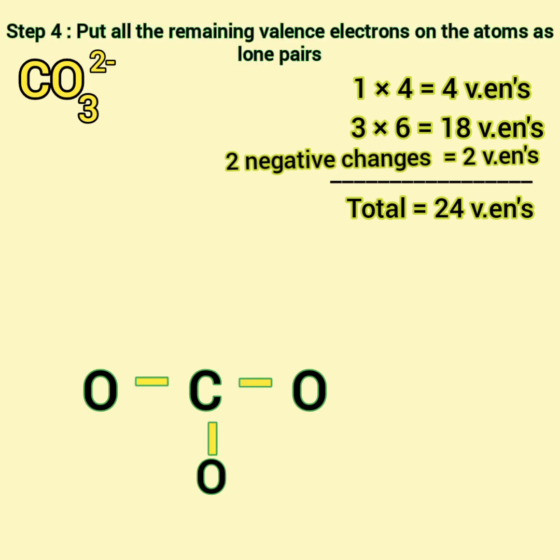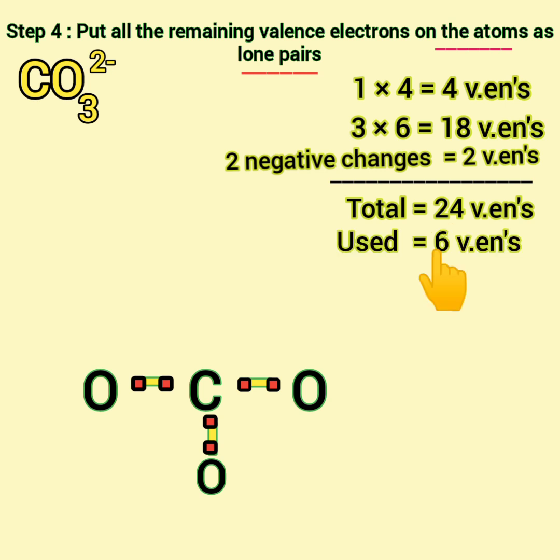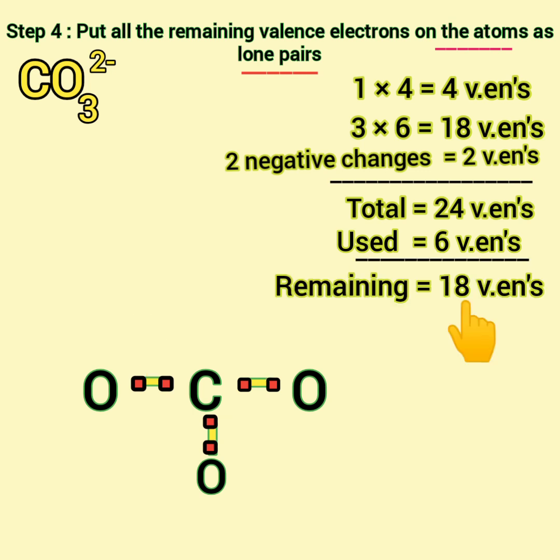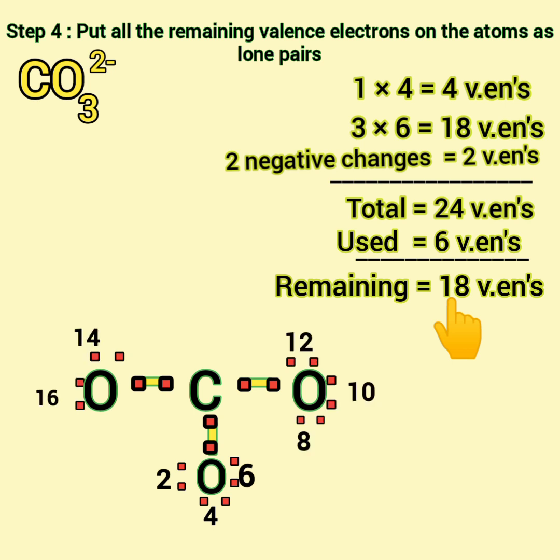Step 4. Put all the remaining valence electrons on the atoms as lone pairs. Here the total valence electrons are 24. We have used 6 valence electrons on the 3 single bonds. The remaining 18 electrons are here. We now put those remaining valence electrons on atoms as lone pairs. Count by 2 when adding them. Now we have used up all of our valence electrons.